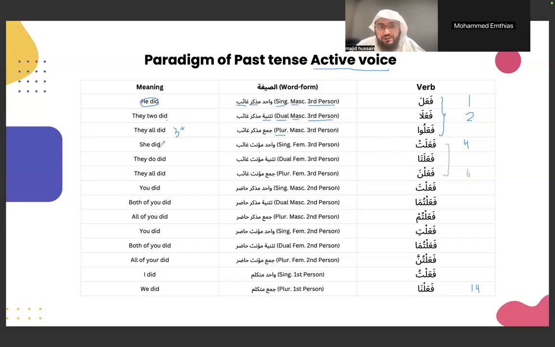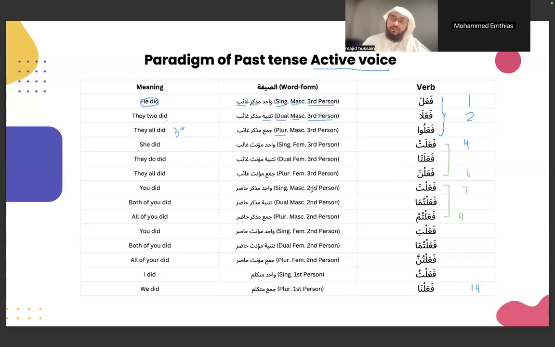فعلت, she did. فعلتا, they two did. Yani those two females did this action, but they are in third person. فعلن, they all did this action, referring to the muannath, female. Then from 7 till 9 is the journey of second person.